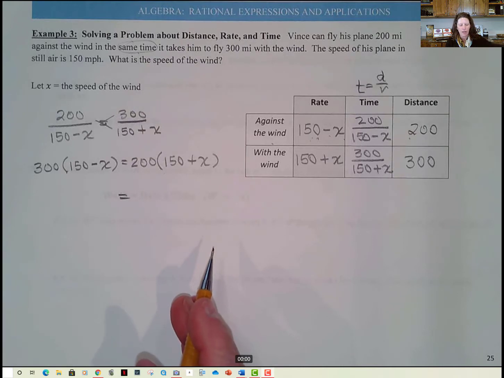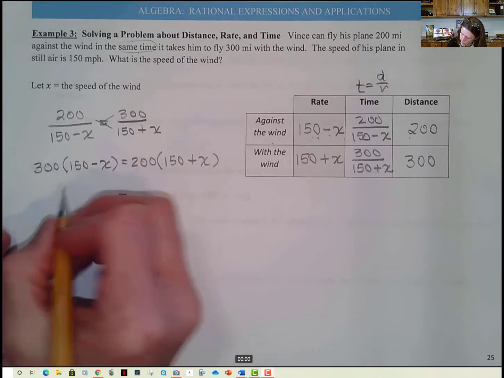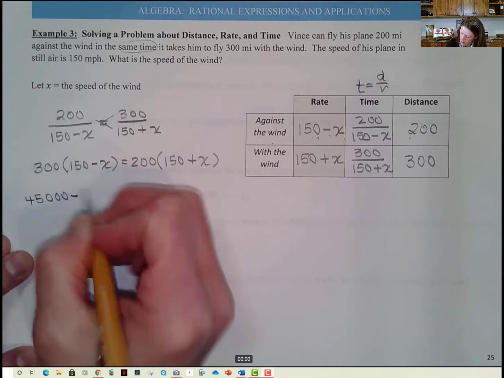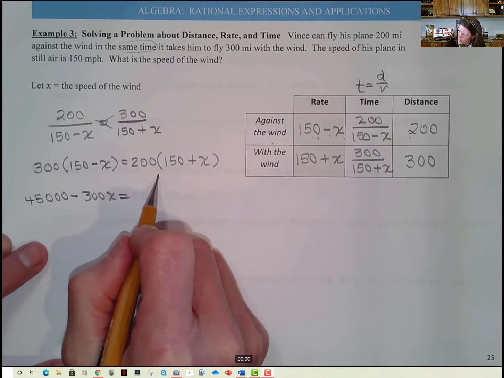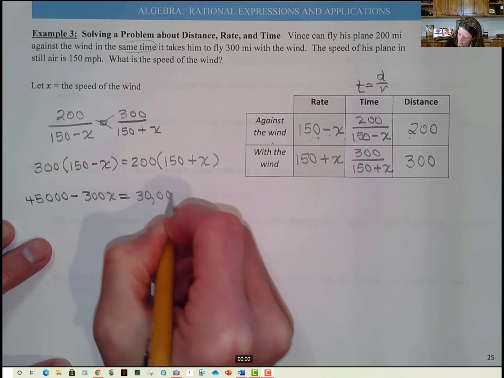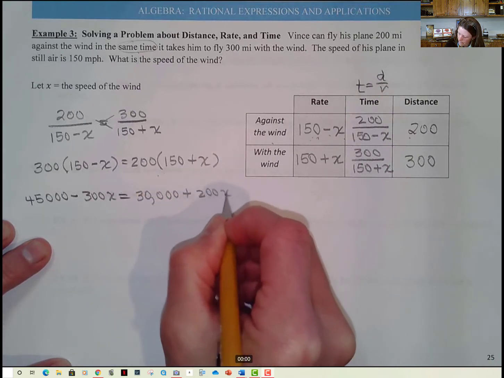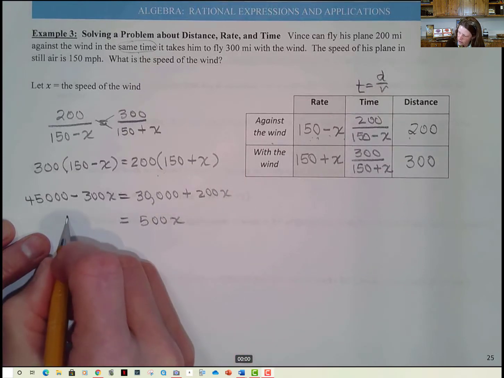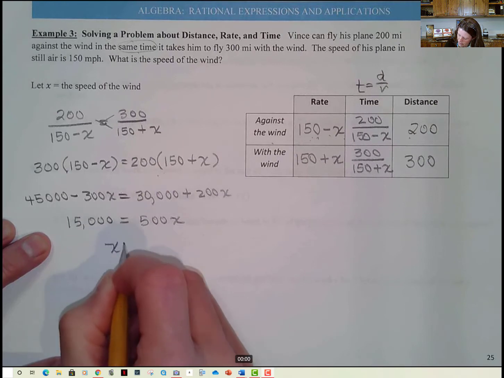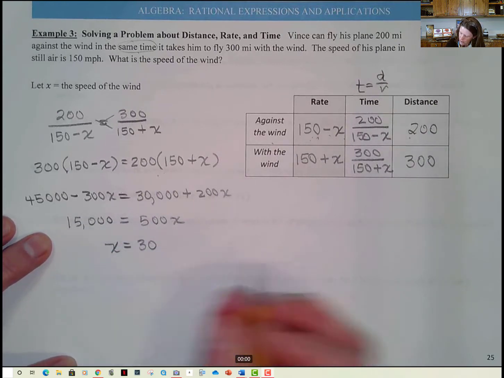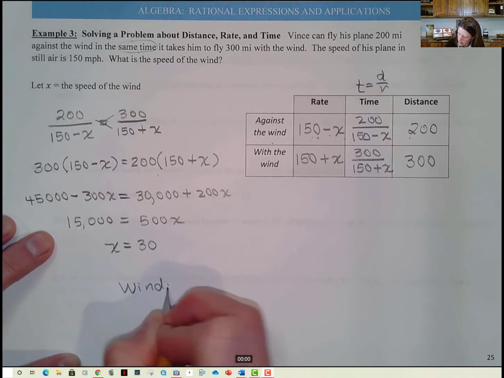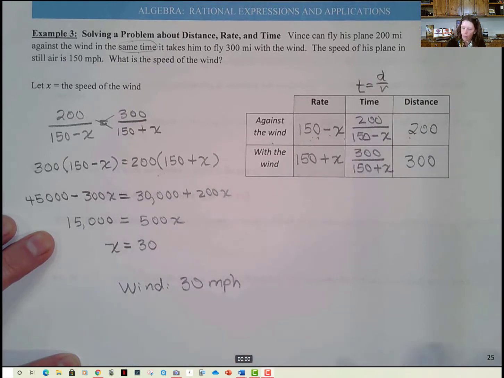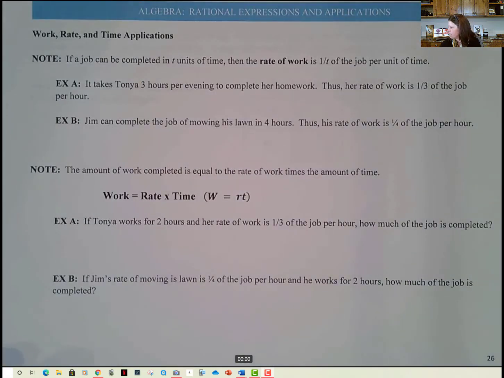And let's distribute. 300 times 150 is 45,000 minus 300x. 200 times 150, that's 30,000, plus 200x. I'm going to add 300x to each side. I'm going to subtract 30,000. And dividing by 500 gives x equal to 30. And so the speed of the wind, let's add our units on there, is 30 miles per hour. And I'm going to let you check that one. Just check it by substituting 30 into that original equation for x and make sure that you get a true statement. You can do that one.